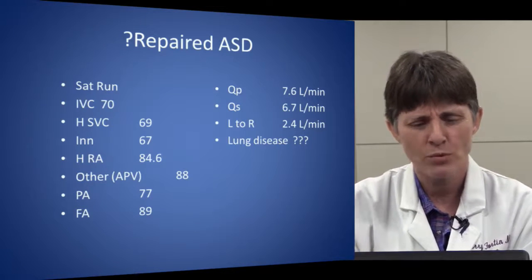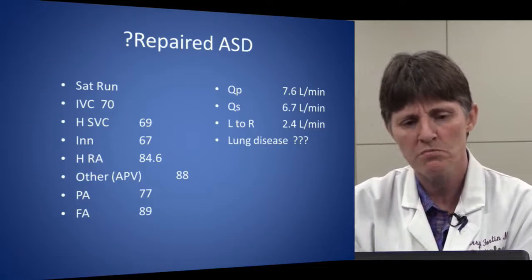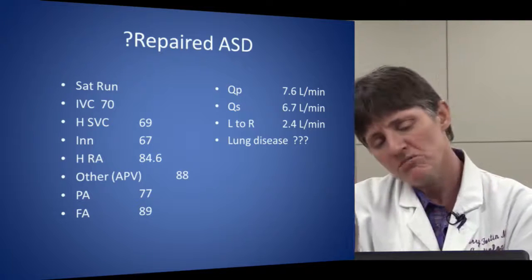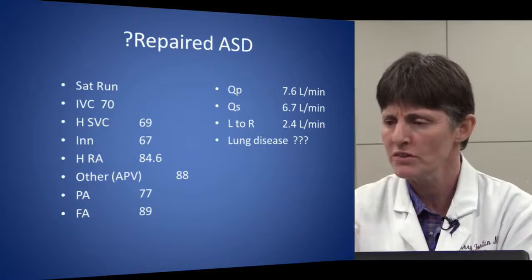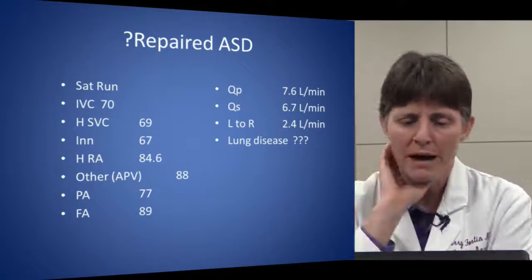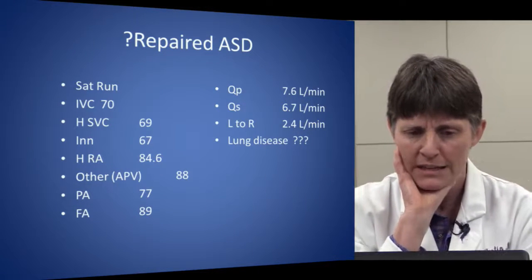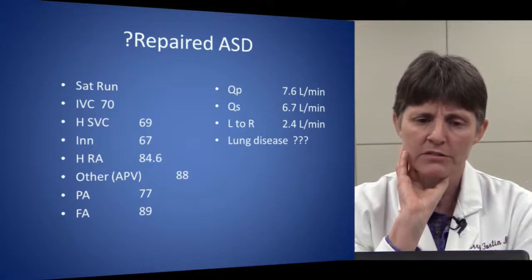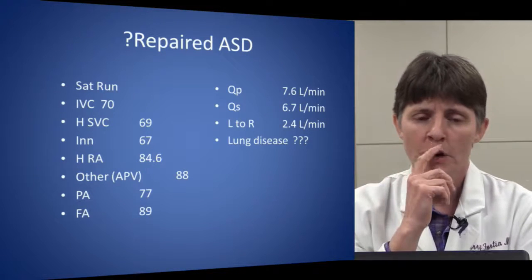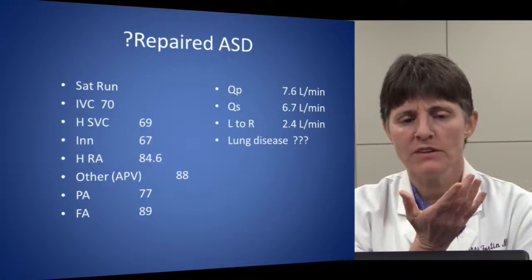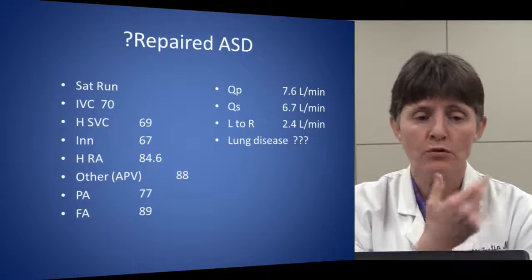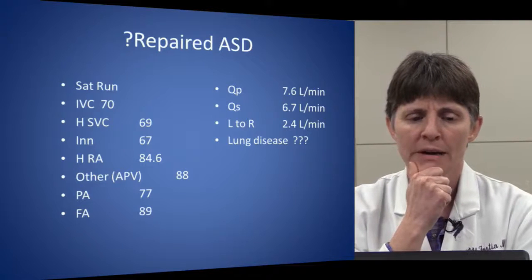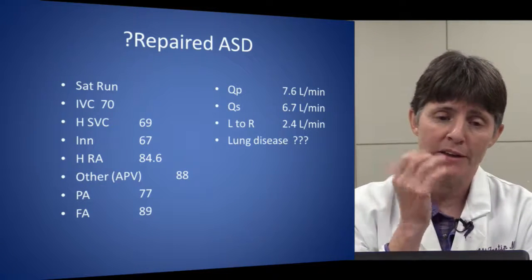Her PA sat was 77. And so this mixed venous would be 77. 89 minus 77 is a very low difference here. So we said it should be 20. It's only about 13 or so, if that. And so we said, wow, that's not correct. Why is that? So we got a high SVC sat. That seems reasonable. So 69, close to our 70. But when we got into the right atrium, we found that that sat jumped.